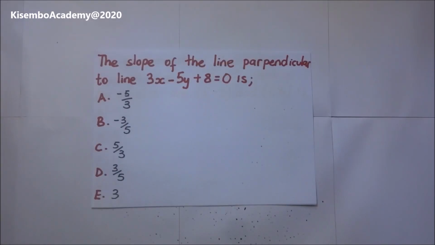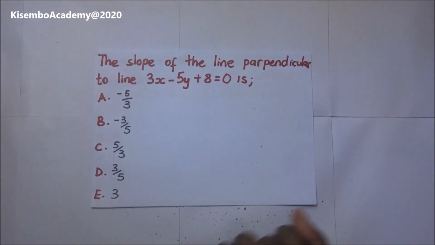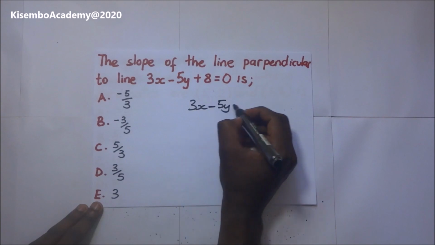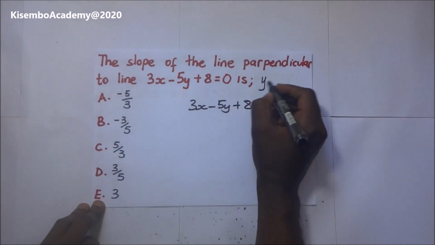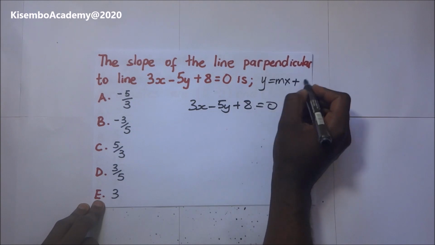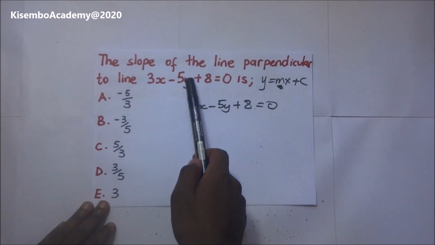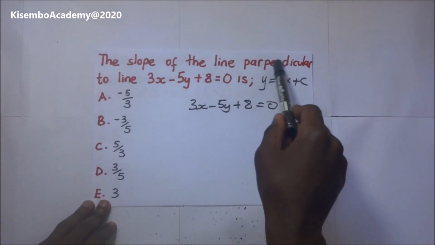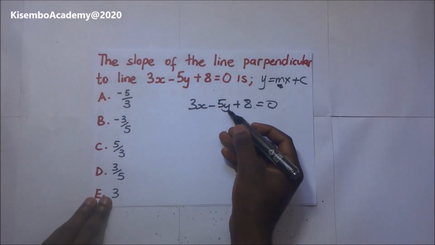Here they're telling us the slope of the line perpendicular to this line is, again, this is 3x minus 5y plus 8 is equal to 0. We need to arrange this in the form of y is equal to mx plus c, so that we're able to find the value of m, which is the slope of this line. After finding the slope of this line, then we shall be able to find the slope of the perpendicular line to this one. So we make y the subject of the formula here.